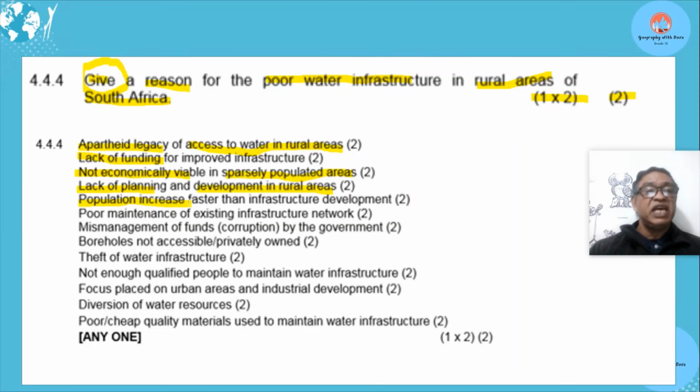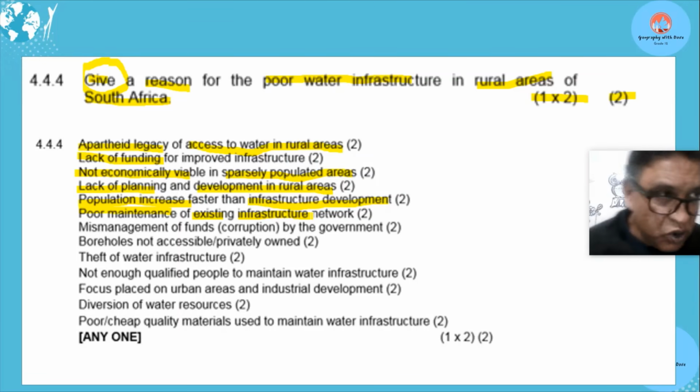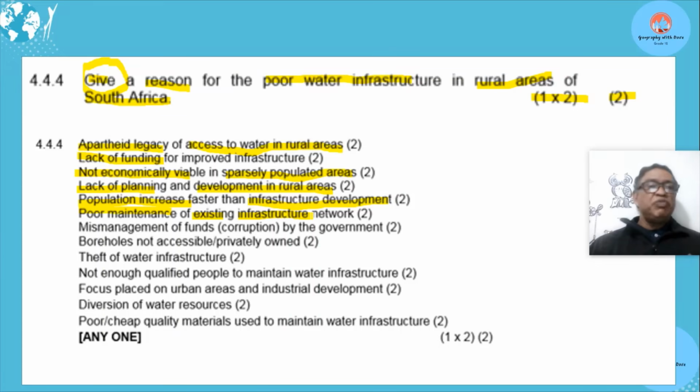Population increase at a faster rate than infrastructure development, where there's people coming in faster than we can afford to put infrastructure in terms of the water supply. All right. Therefore, the people will have a shortage of proper water facilities. Poor maintenance on existing infrastructure. Obviously, if you don't maintain, they're going to break down. If there's a tap leaking, etc., or your pipes are burst, you need to maintain them in your house. Otherwise, you're not going to get proper water, besides a high water account.